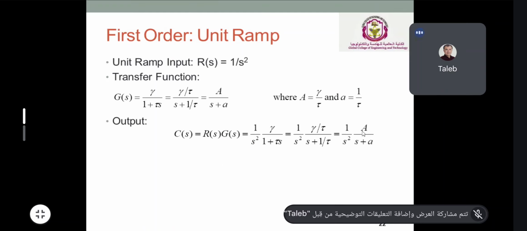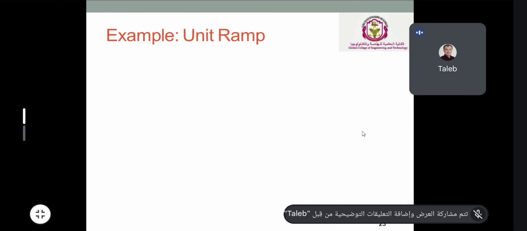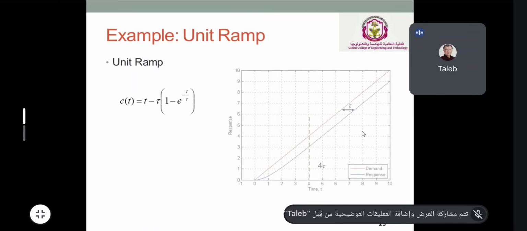for step, unit step, finished; impulse, finished; now ramp. Ramp means that we give this input, the speed function, that steadily goes up, and we will see the result is like this. It follows the input, but with a drift, a time shift of tau, almost tau at most.